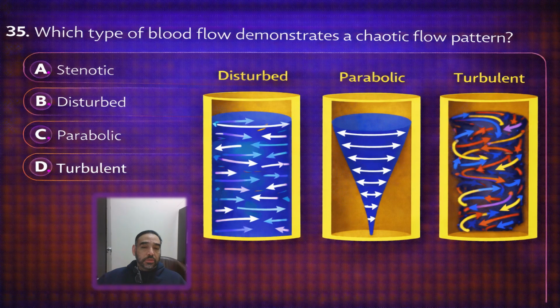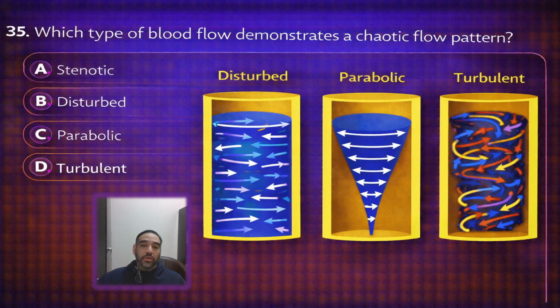So the last question in this phase of study is, which type of blood flow demonstrates a chaotic flow pattern? And the answers are A, stenotic, B, disturbed, C, parabolic, and D, turbulent. So the correct answer here is turbulent. So remember, turbulent flow is the type of flow that demonstrates a chaotic flow pattern. Turbulent flow is characterized by random velocity fluctuations, eddies and vortices, flow in multiple directions at the same time. There's a loss of organized layers. So instead of smooth layers sliding past each other, the blood is swirling unpredictably. So that's chaos, that's turbulence.